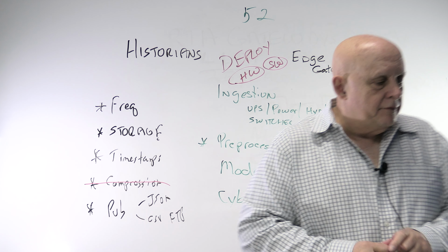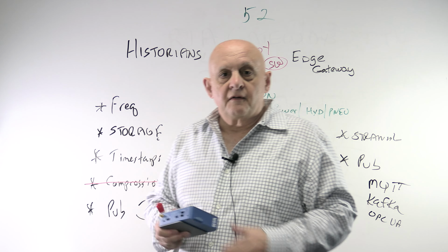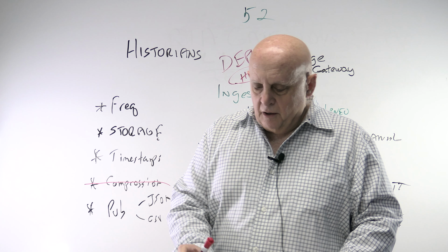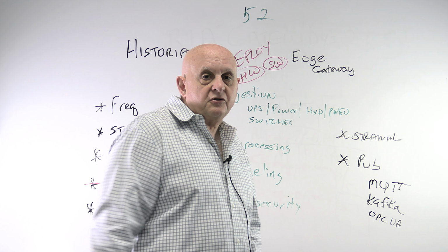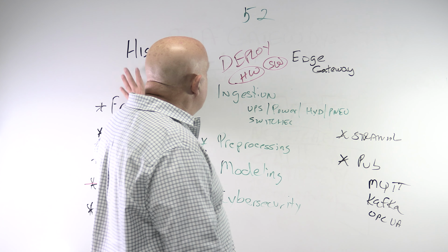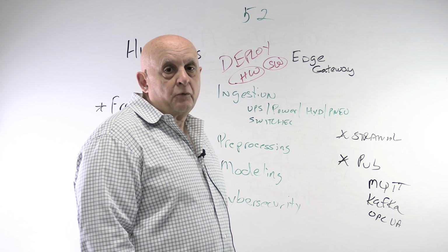I think I have one right over here. This is the box that you get for a historian. It's a nice little DIN rail box, and we've been very successful with it. It's selling like crazy. I think you should probably want to try one. They're really pretty inexpensive, and it has the best of both worlds from historians and edge gateways.